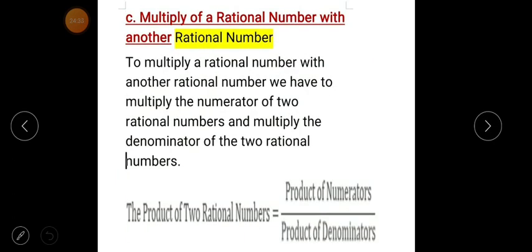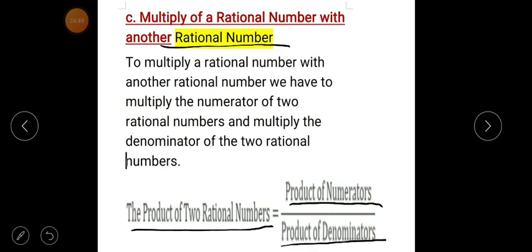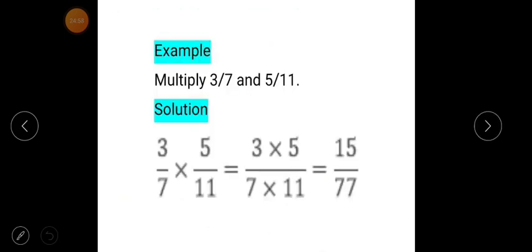Multiplication of a rational number with another rational number. When we have to multiply two rational numbers, the product of two rational numbers is equal to the product of numerators divided by the product of denominators. What we have to do is simply multiply both the numerators and both the denominators. For example, 3 upon 7 into 5 upon 11. We multiply 3 by 5 and 7 by 11. The answer is 15 upon 77.